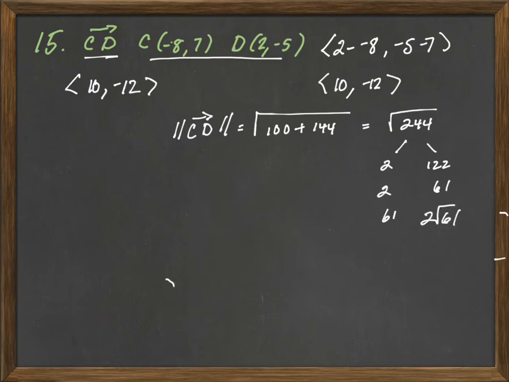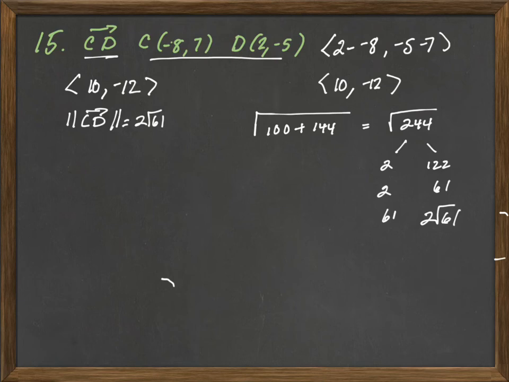So the magnitude of CD equals 2 square root of 61. Let's get this out of the way. Okay, so 2 square root of 61. All right, now we need to find the angle.